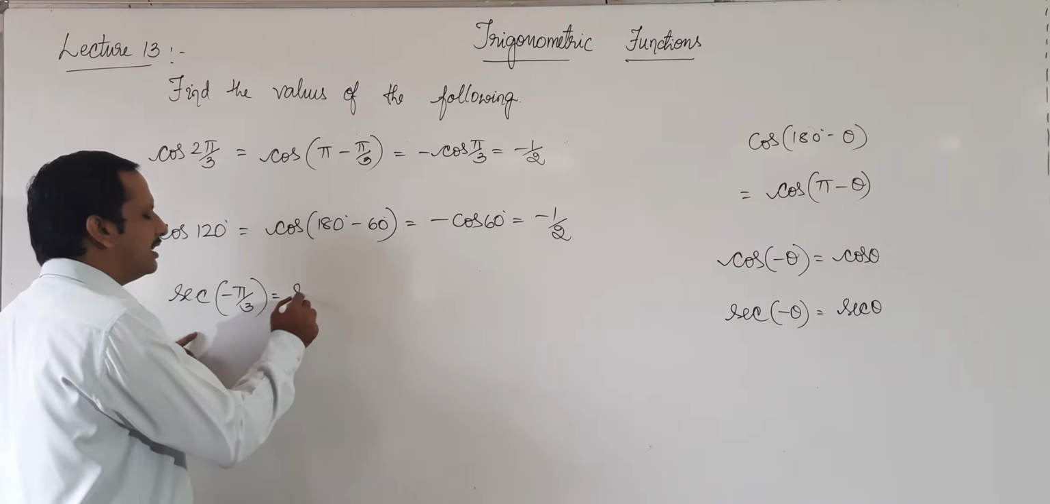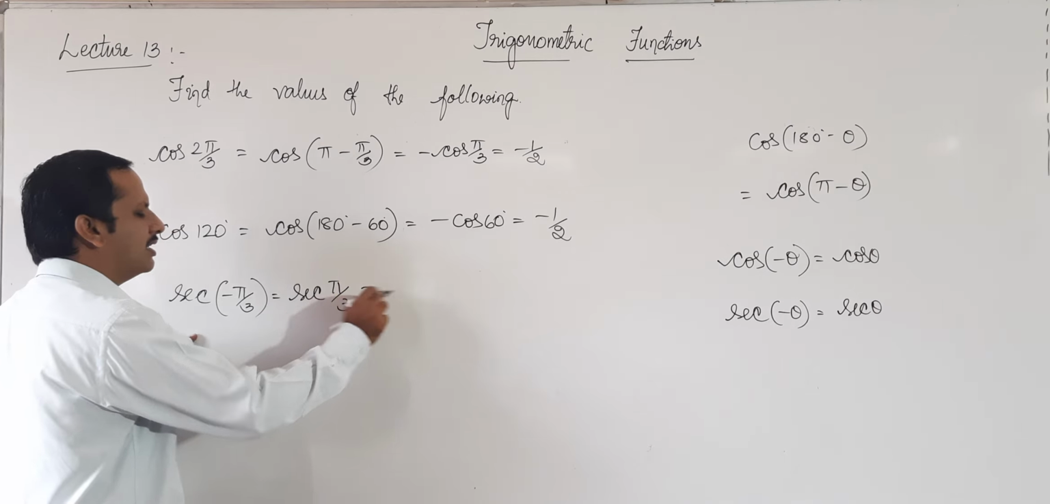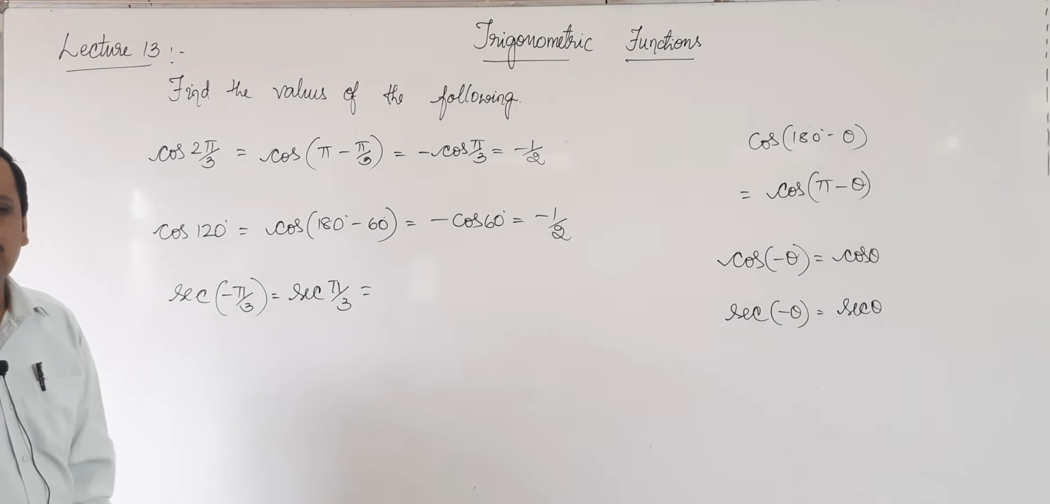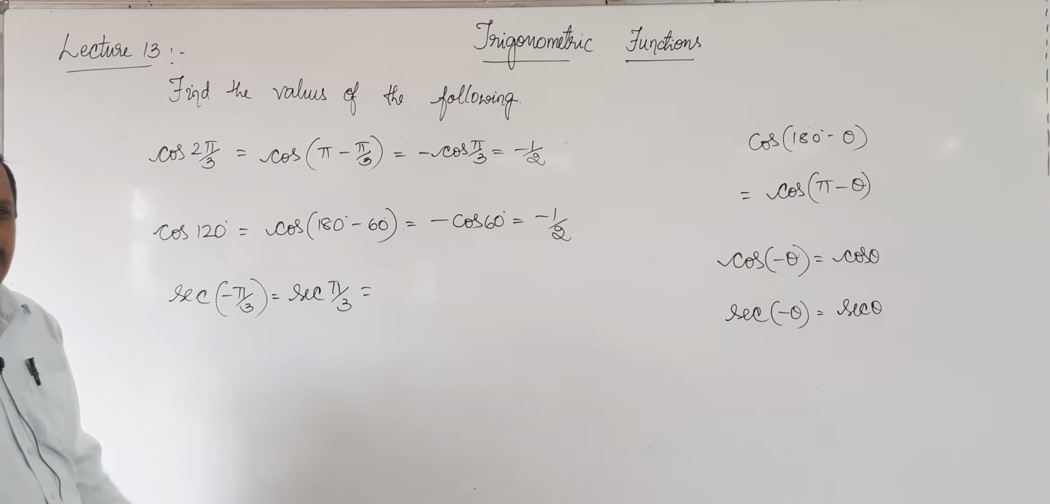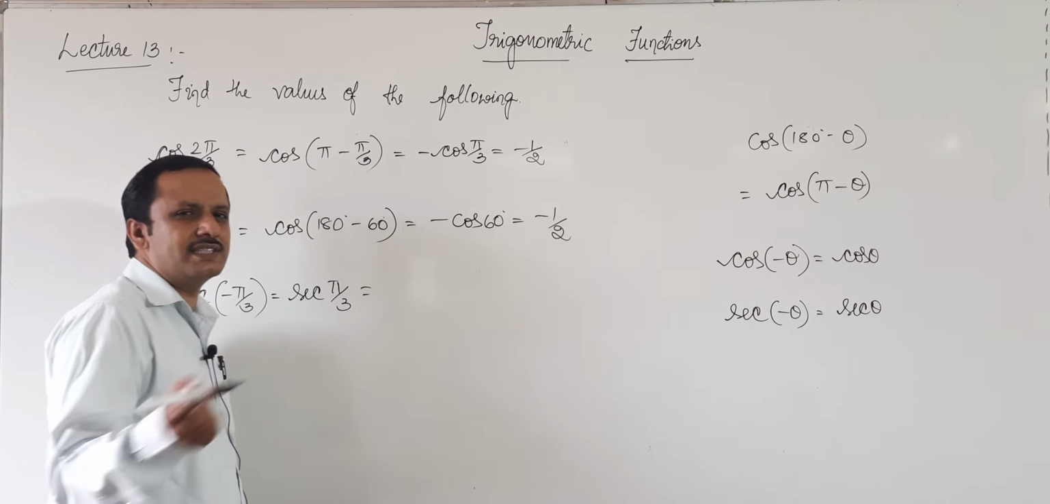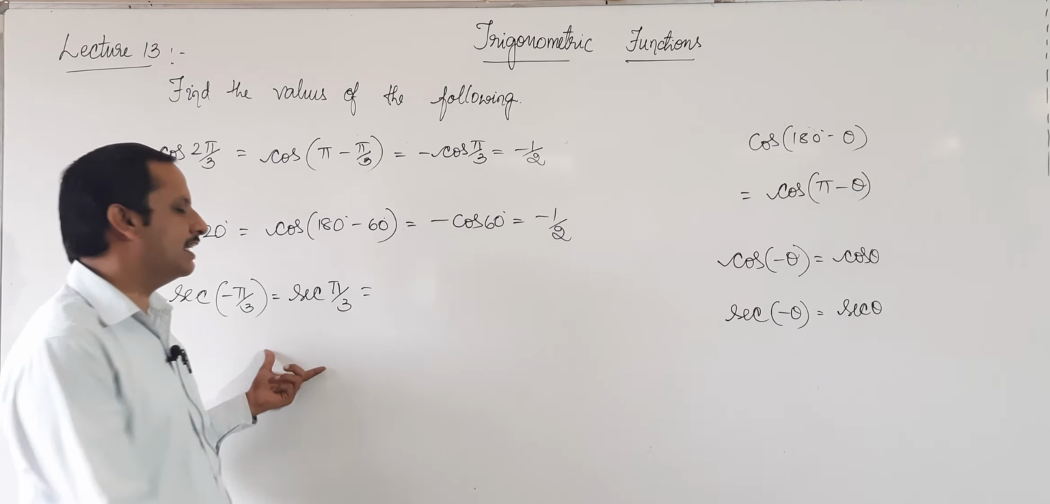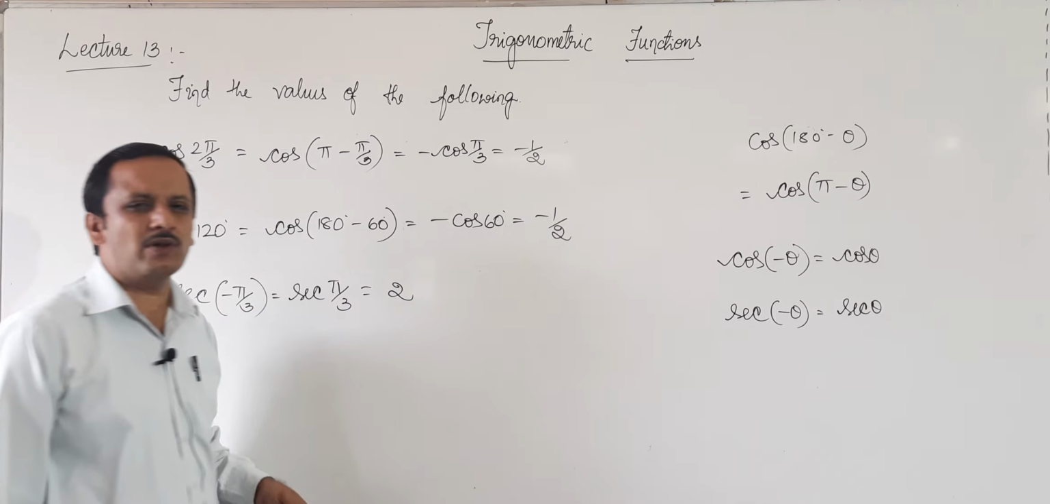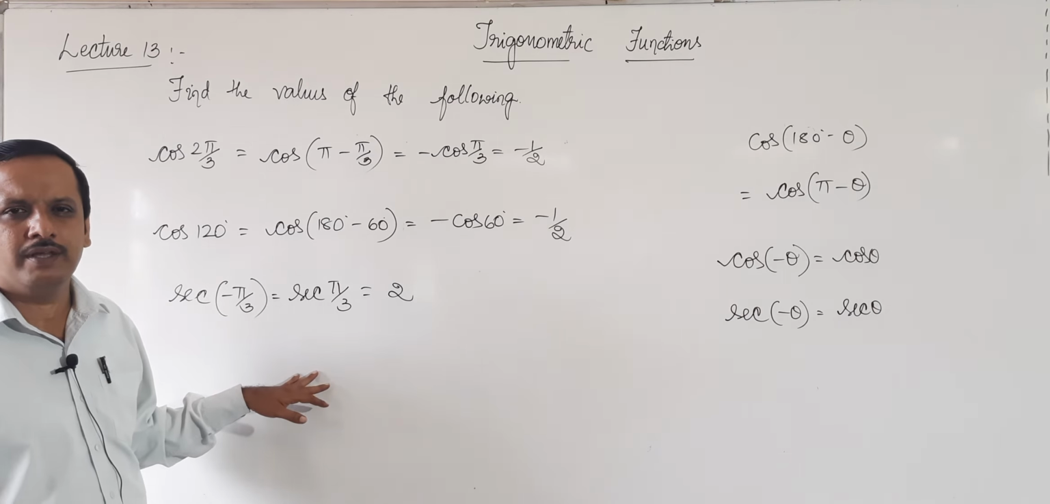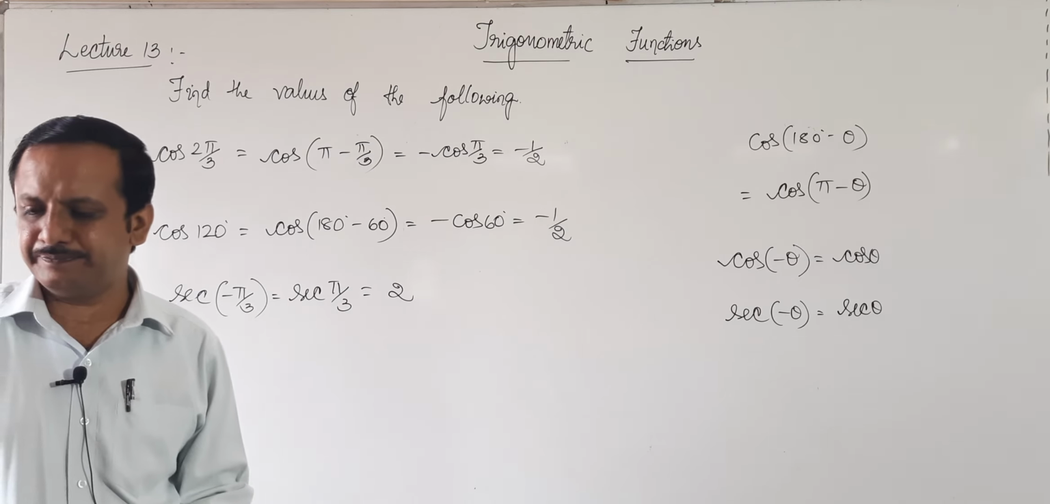Secant of minus pi by 3 is equal to secant pi by 3. What is the value of secant pi by 3? Cos pi by 3 is equal to 1 by 2. Therefore, secant pi by 3 is its reciprocal. Pi by 3 is 60 degree. Cos 60 degree equal to 1 by 2. So secant 60 degree is equal to 2, the reciprocal of 1 by 2, which is 2. Okay? Next.